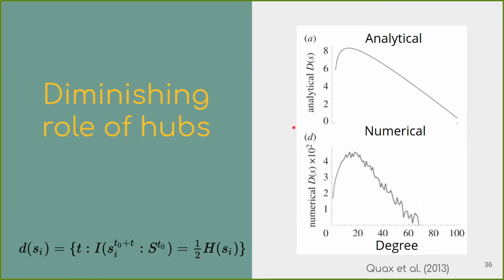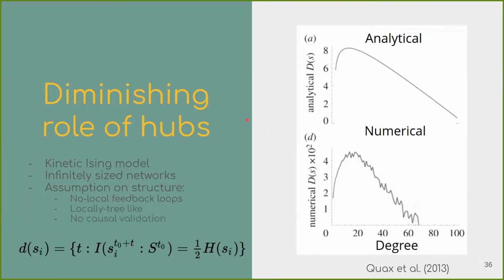So this nicely shows that the information content does not necessarily scale monotonically with the structural features encapsulated by the degree here. This was done with a kinetic Ising model on infinity-sized networks, so there were assumptions on structure. In particular, there are no local feedback loops. The graphs were all locally tree-like, and there was no causal validation. So this only showed that the information content varied, but we can't easily infer from this which one is actually driving the system.